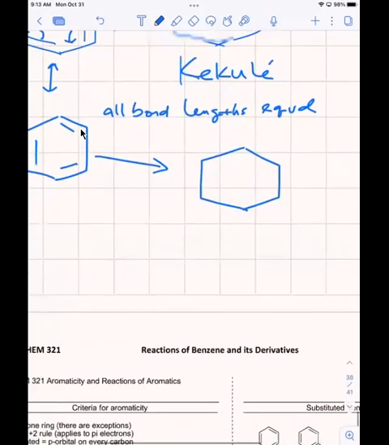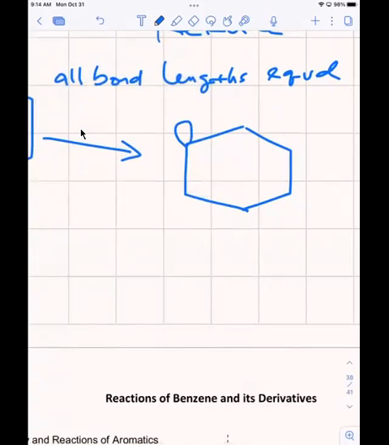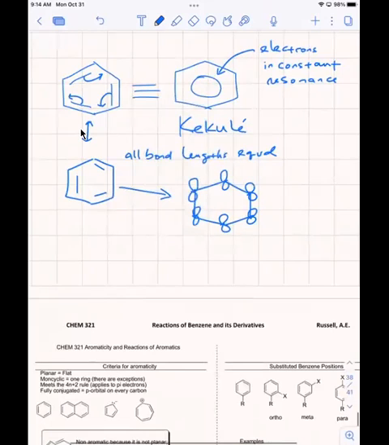All right. So all of the bond lengths are equal. And if you think about it in terms of molecular orbitals, you have 6 p orbitals here, right? One on each carbon. If you have 6 atomic orbitals, how many molecular orbitals would you expect for benzene?